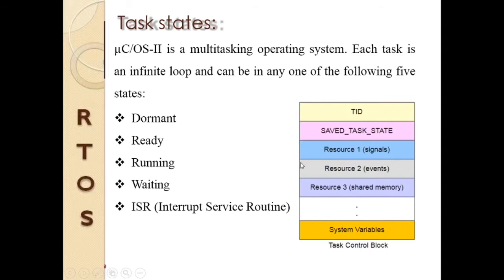For every task there will be a task control block, which consists of the attributes of that task. That consists of the task ID, which gives the priority of the task. Then we have the saved task state, that is for context switching, that contains the task stack and stack pointer and the registers related to that. And we have other attributes of the stacks.